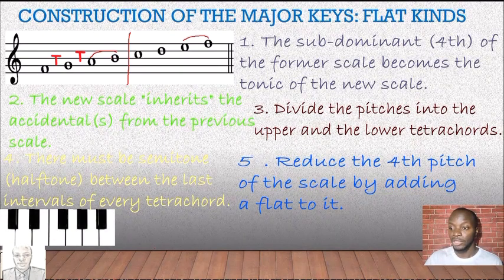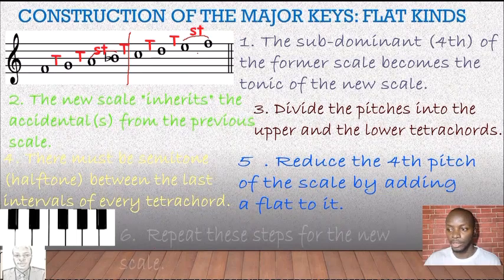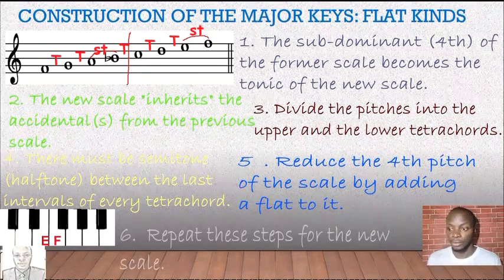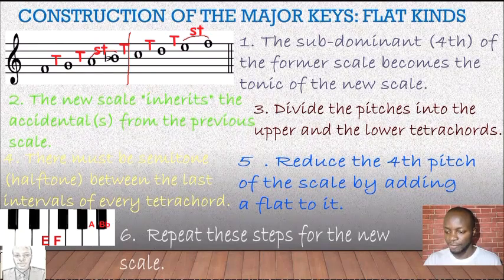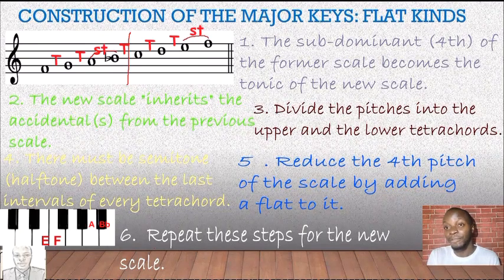So when you put the flat on the fourth note, we have B flat there. You see that it corrects the interval so that we have tone, tone, semitone, tone, tone, tone, and semitone. E, F, remember, between E and F is a semitone, right? And between A and B flat is another semitone. So that's correct. Meanwhile, the new key will start from that fourth note.